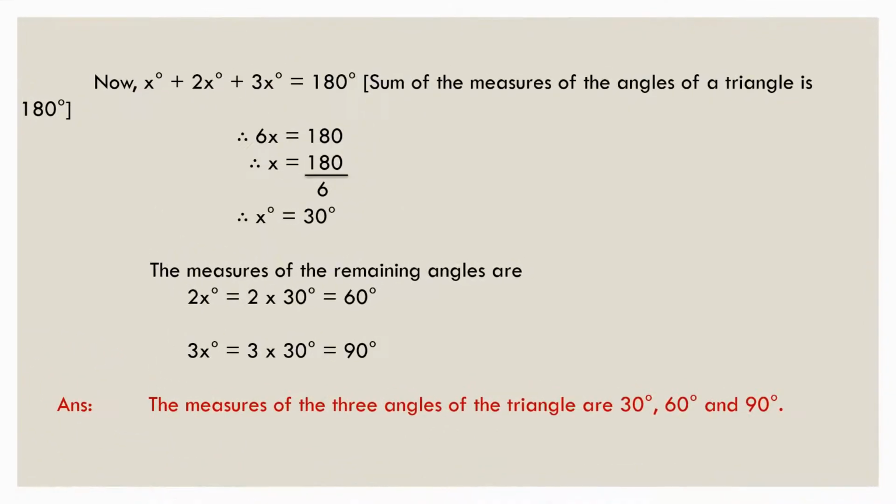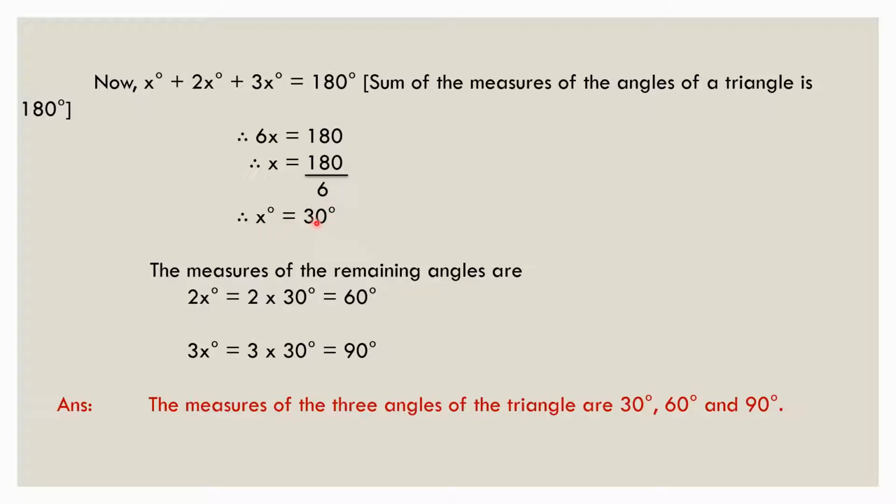Now, x degrees plus 2x degrees plus 3x degrees is equal to 180 degrees. That is, the sum of the measures of the angles of the triangle is 180 degrees. Therefore, 6x is equal to 180 degrees. Then x is equal to 180 upon 6, that is equal to 30 degrees. Therefore, the value of x is equal to 30 degrees.